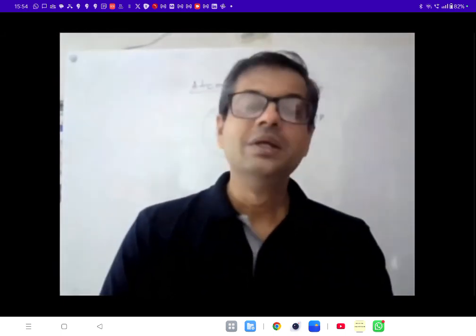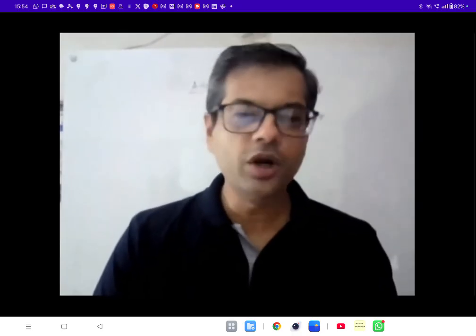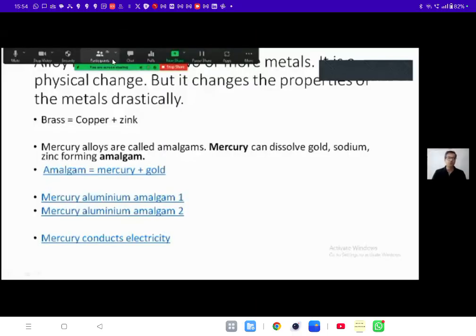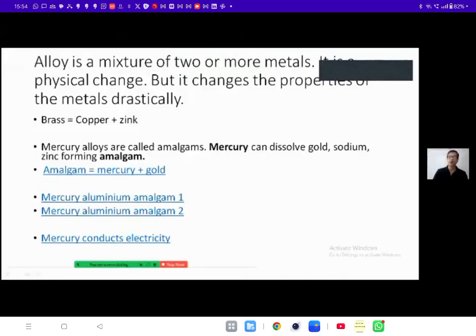Anyway. Now there is one more, next important. What we do is we mix two or more metals. And if we mix them, we get a thing called as alloy. So alloy is a mixture of two metals. For example, one alloy we have already seen, brass is copper plus zinc. In the same way, even mercury can make alloys. They are called amalgam. Bubblegum nahi, amalgam.